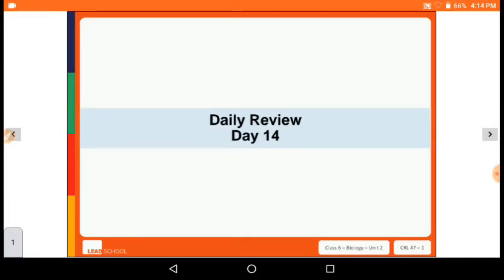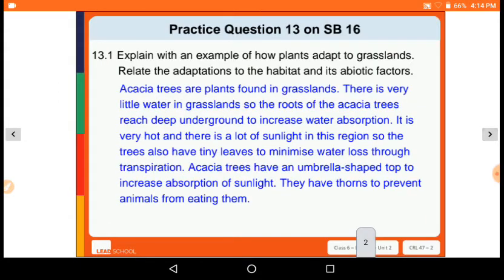Today we will discuss biology unit number 2. We will discuss the topic of day 14. Before we start, let us solve one question regarding the previous day. Here is practice question number 13.1 in your supplementary book SB16. Please open your book and write your question.